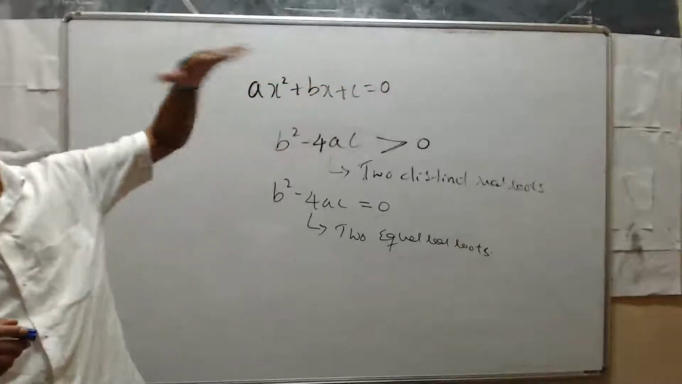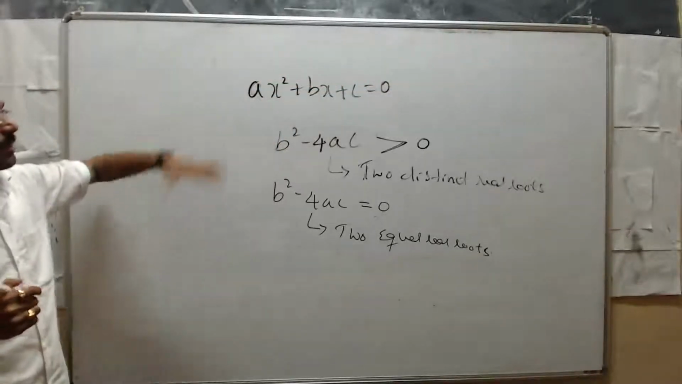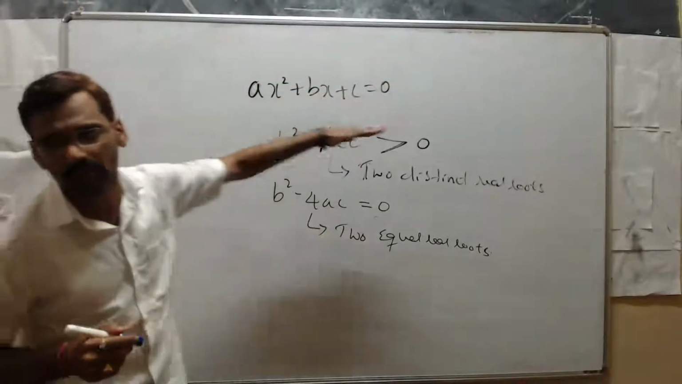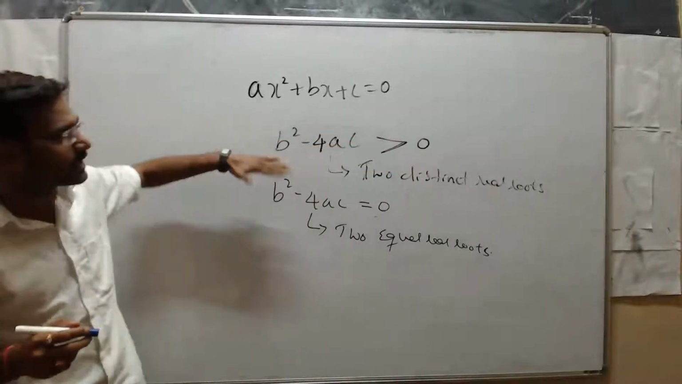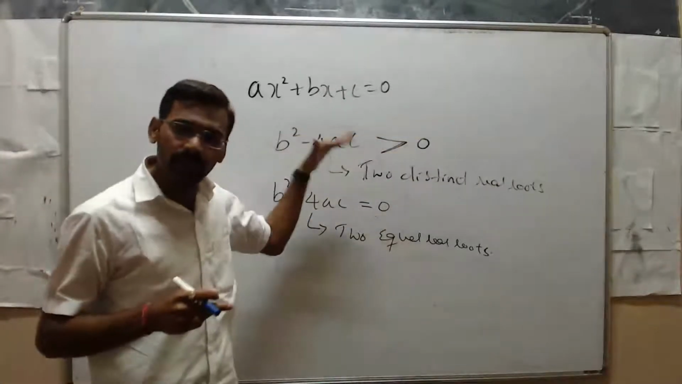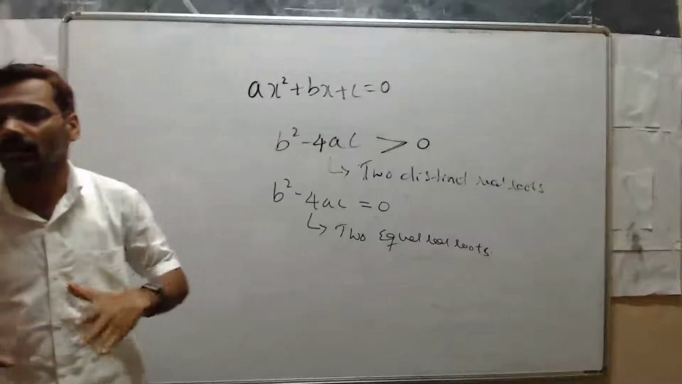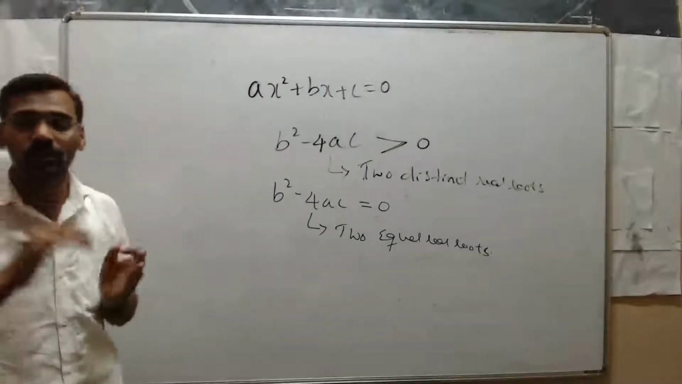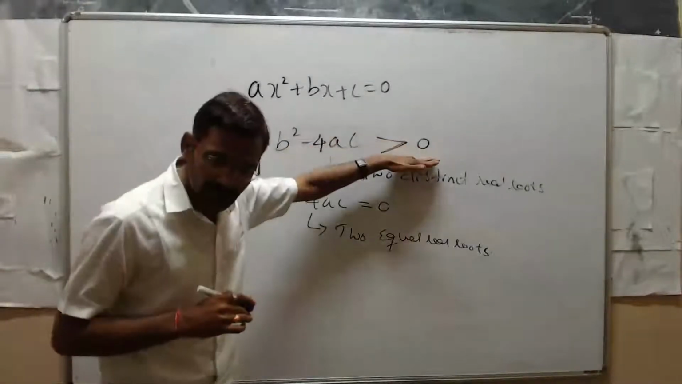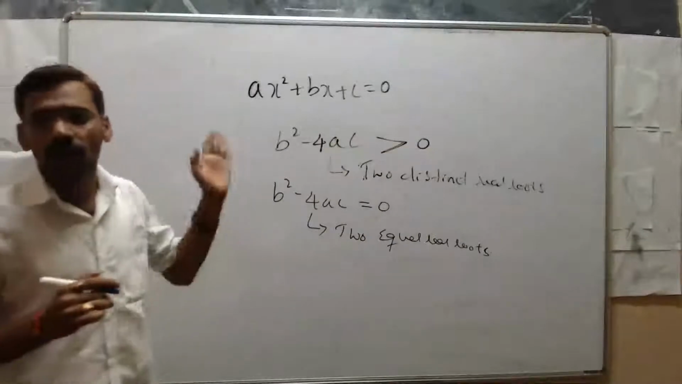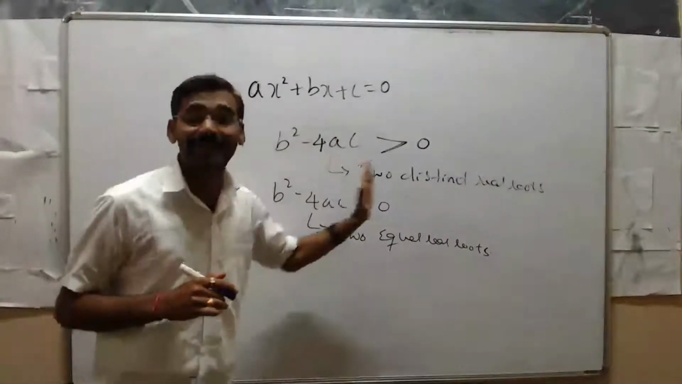Yes, this is the standard form: ax square plus bx plus c is equal to 0. Then the discriminant part of this quadratic equation is b square minus 4ac. With the help of this b square minus 4ac only, we are able to decide the nature of roots. If b square minus 4ac value is greater than 0, then the roots are two distinct real roots.